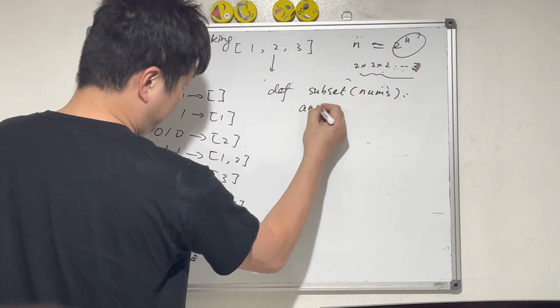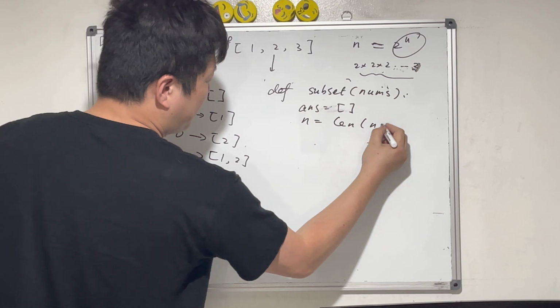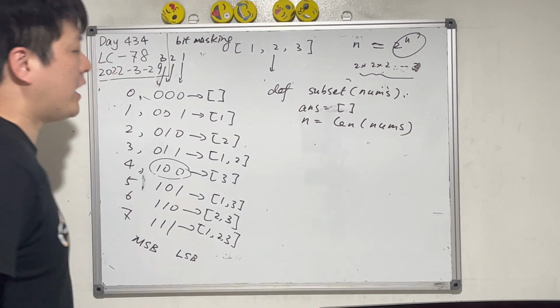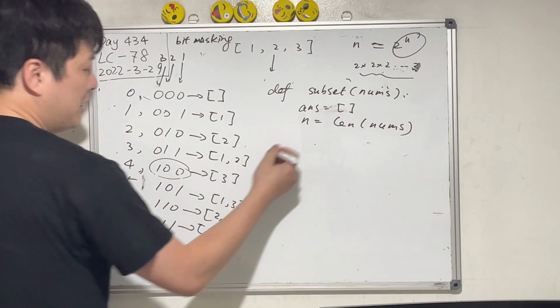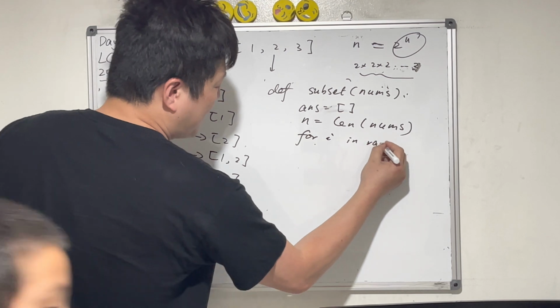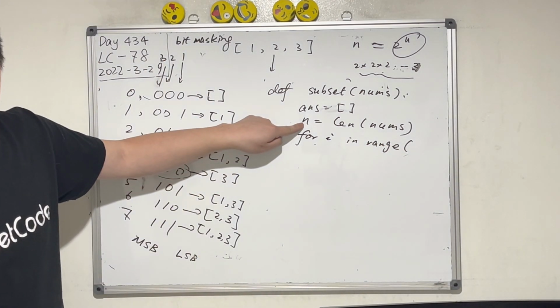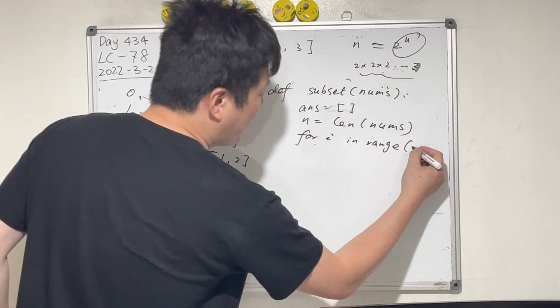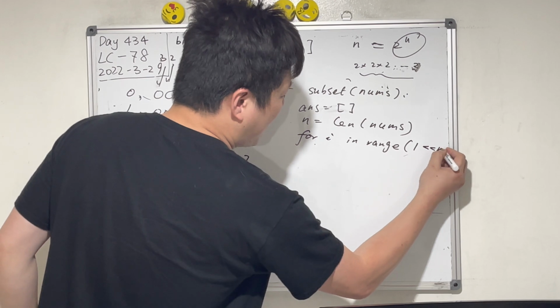So the answer, and this n equals the length of numbers. We assume all the numbers in the subset are unique, okay? For i in range, not range n, range 2 to the power of n, right? We can say power 2 to the n, or 1 shifted n positions.